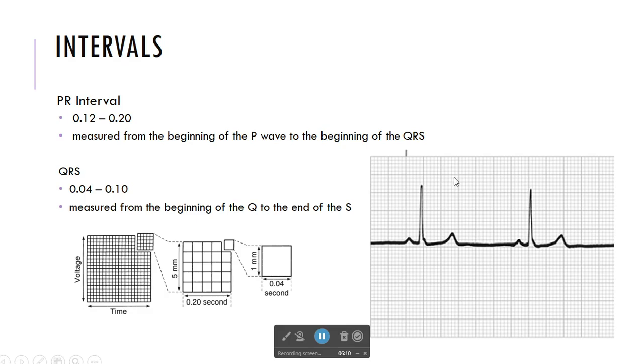Horizontally across the strip is time. So each small box is 0.04 seconds. One large box is made up of 5 small boxes. 1, 2, 3, 4, 5. 5 times 4 is 20. So this is 0.20 seconds.